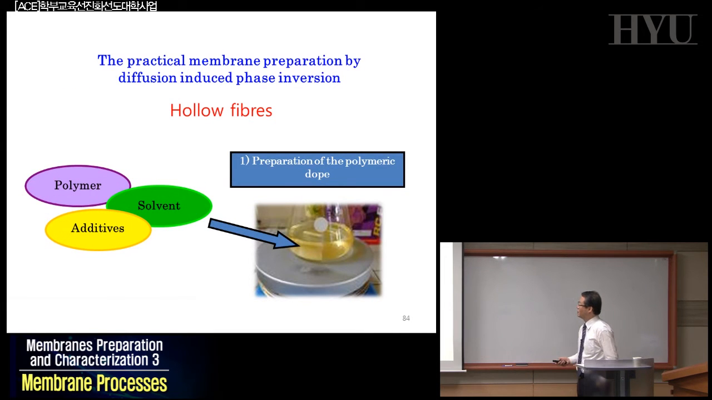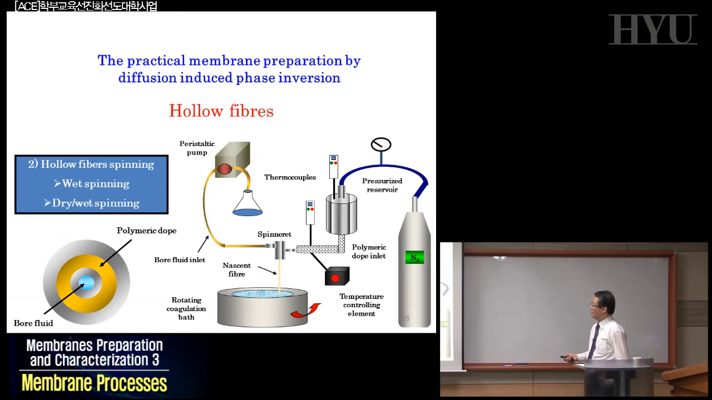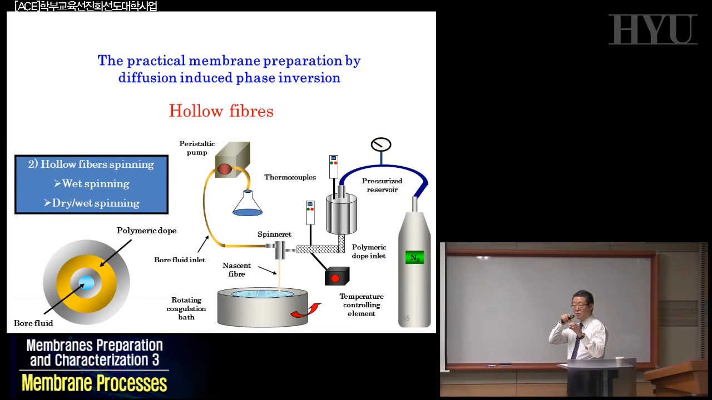You can make hollow fiber systems. Again, you can have a spinneret. The spinneret may have 2 holes. One hole will spin the polymer solution. And the second hole will go, particularly inside, and is called the bore solution.